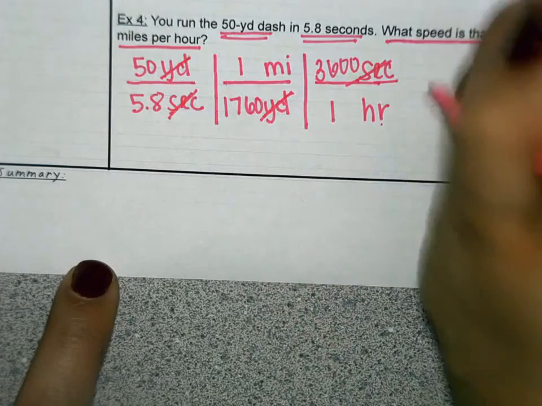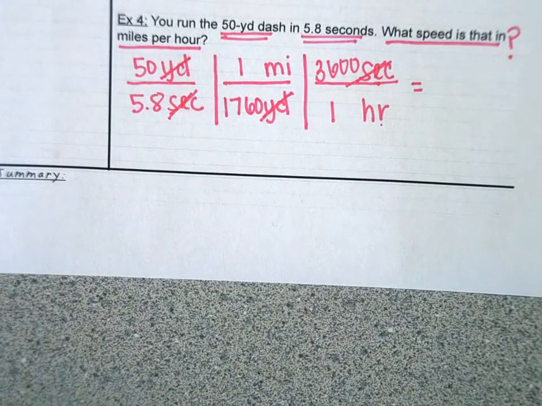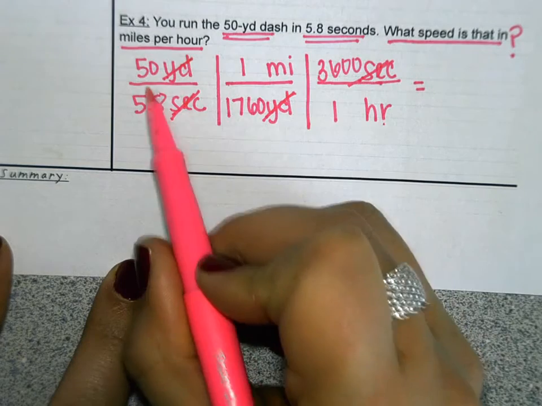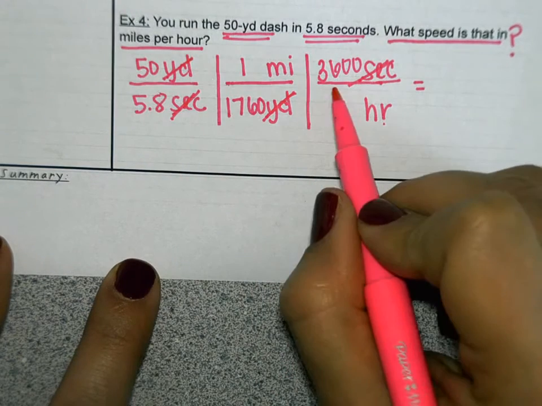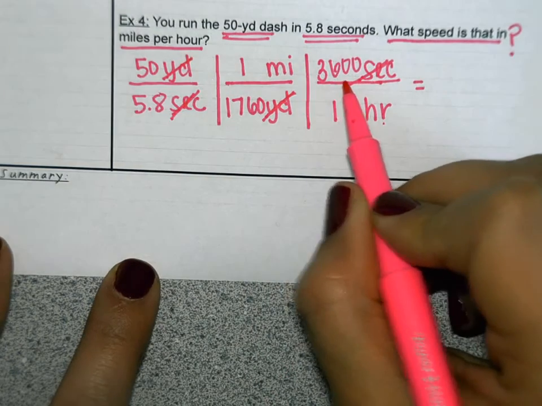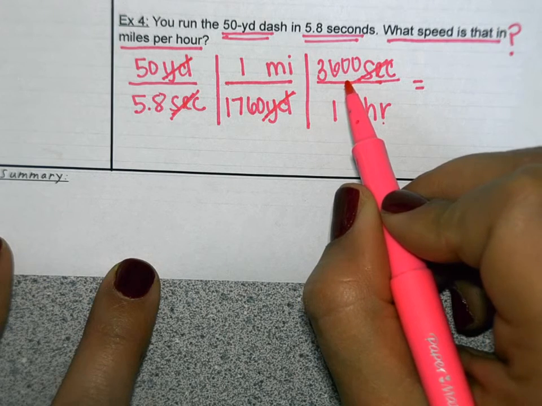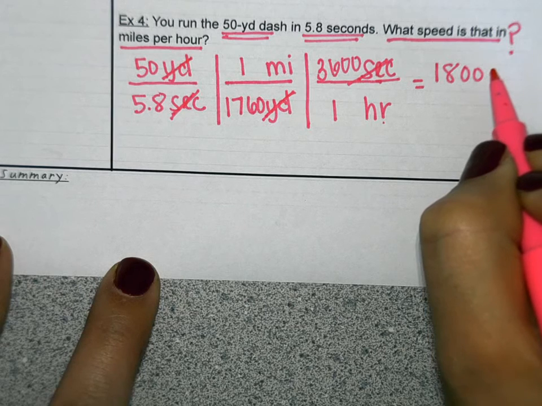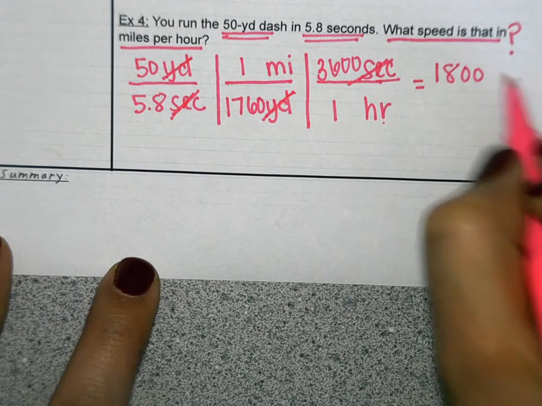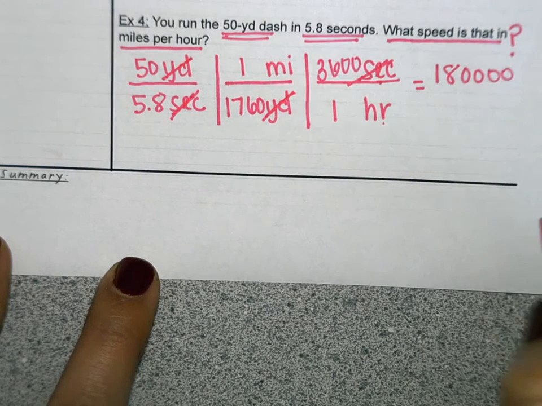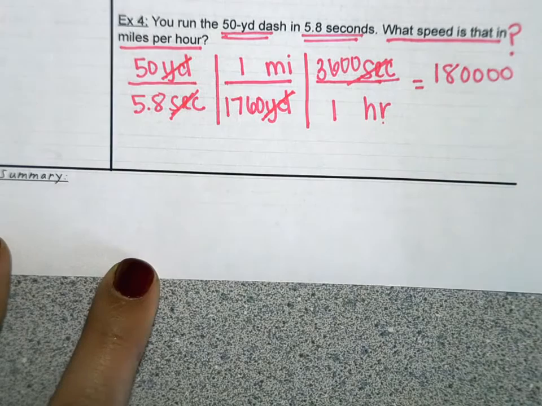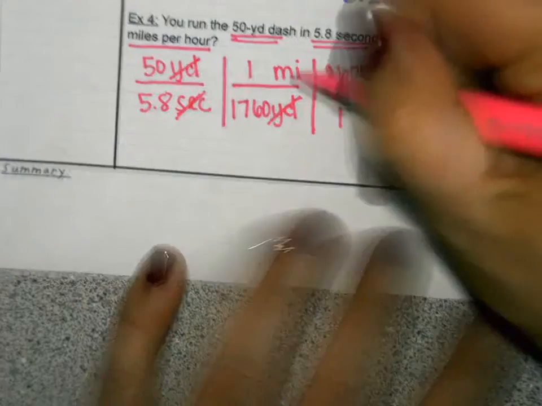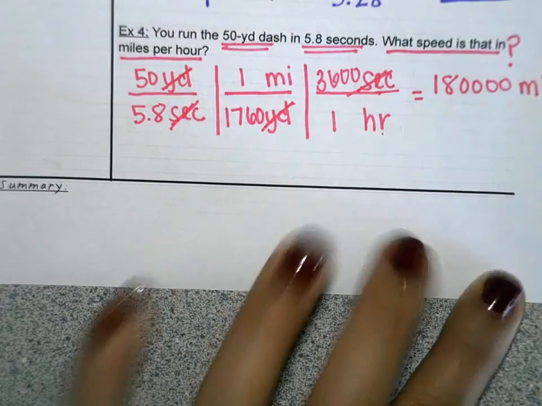So we're done, and we can now just do our multiplying. So I multiply all the numerators straight across. 50 times 1 times 3,600 gives me 180,000. Sorry, guys. 180,000 miles. So make sure that you're still writing the units.